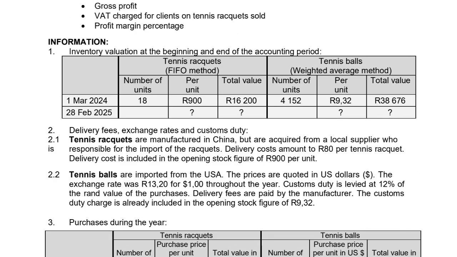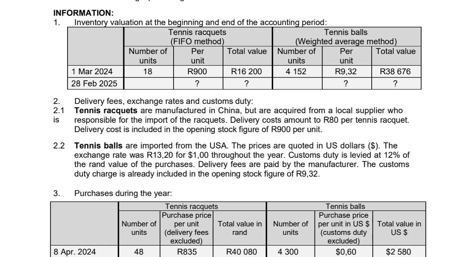Information 1, inventory valuation at the beginning and the end of the accounting period. Information 2, delivery fees, exchange rates, and custom duties. 2.1, tennis rackets are manufactured in China but are acquired from a local supplier who is responsible for the import of the rackets. Delivery cost amounts to 80 Rand per racket. Delivery cost is included in the opening stock of 900 Rand per unit.